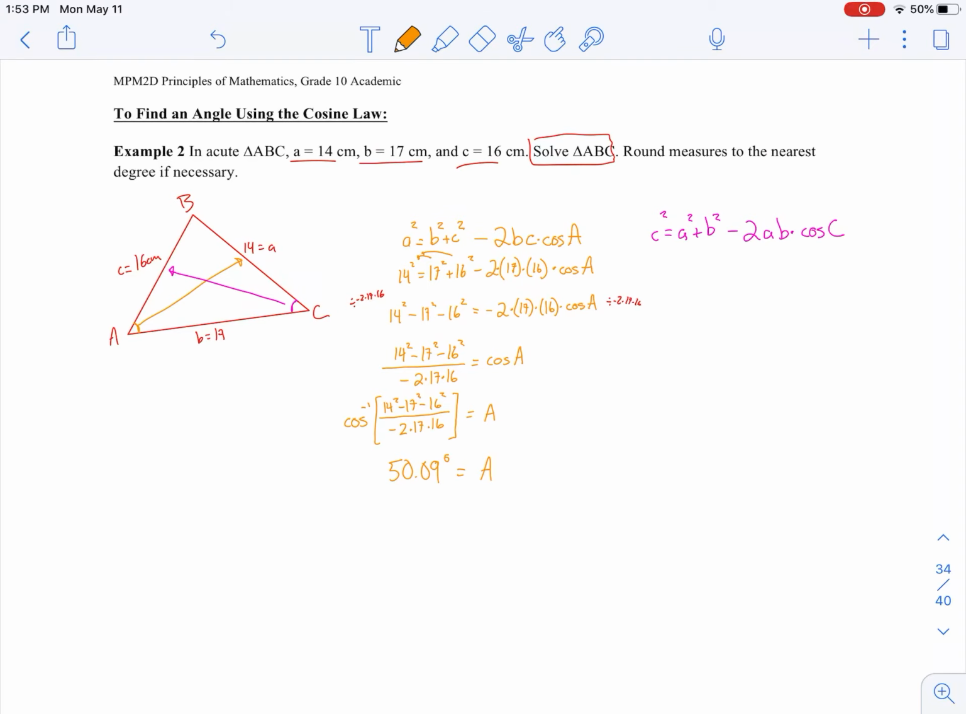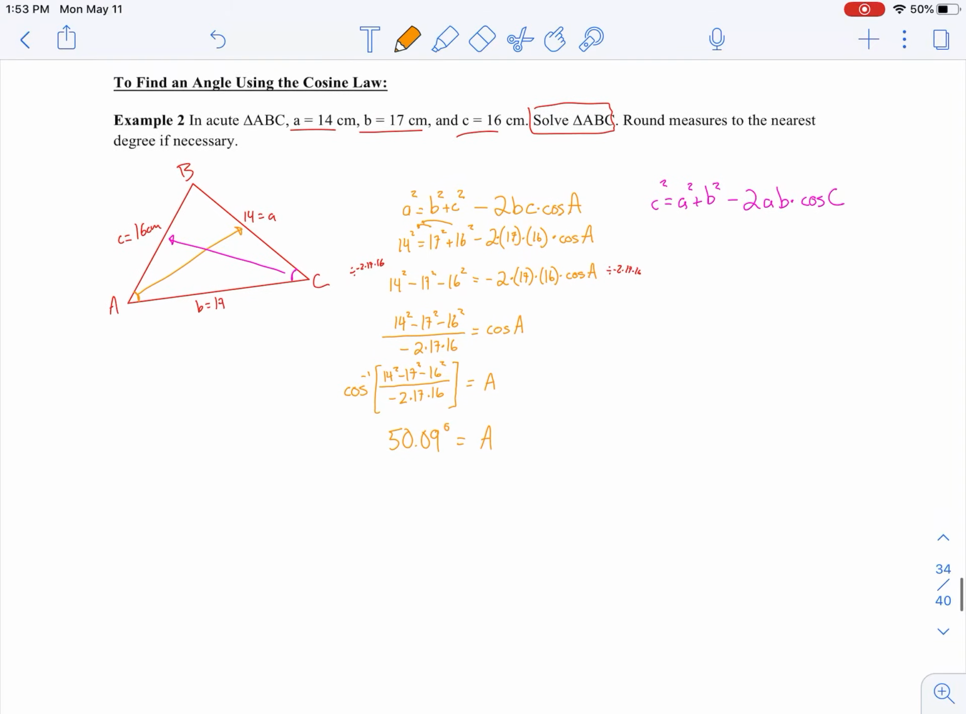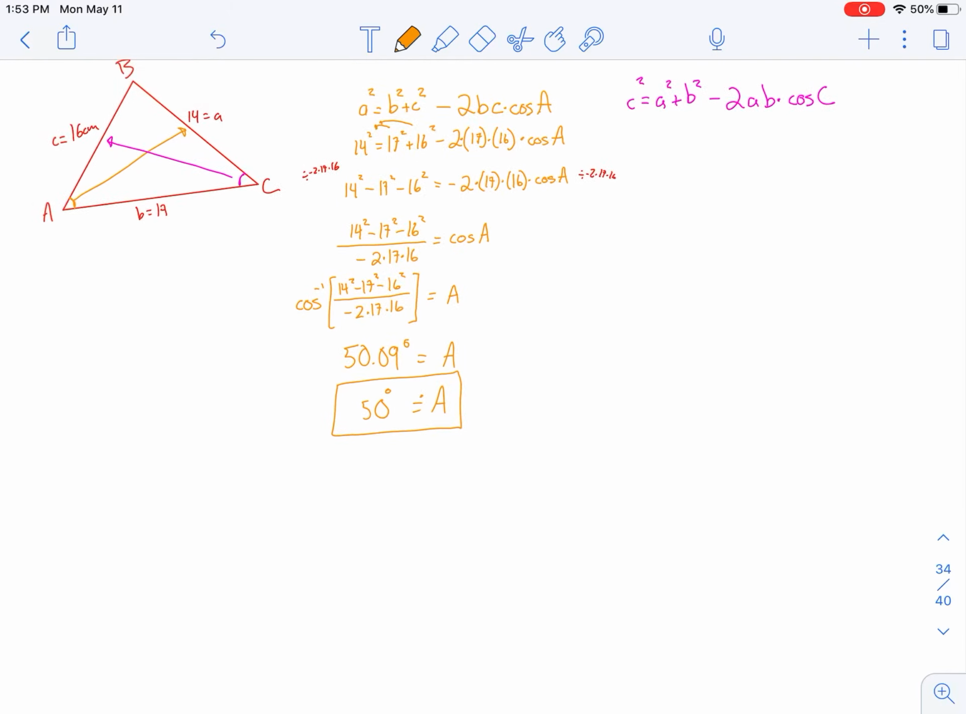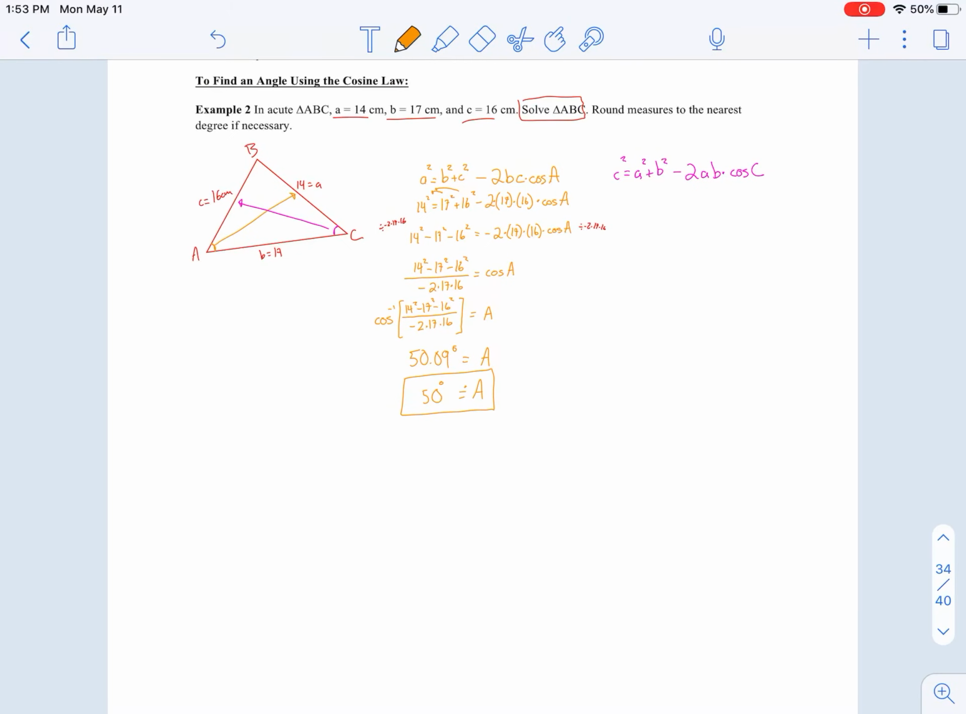And round measures to the nearest degree if necessary. So rounded to the nearest degree, we would say angle A is approximately 50 degrees. Put a box around that one so the reader knows where that answer is real quick. So we've solved for one of the angles.